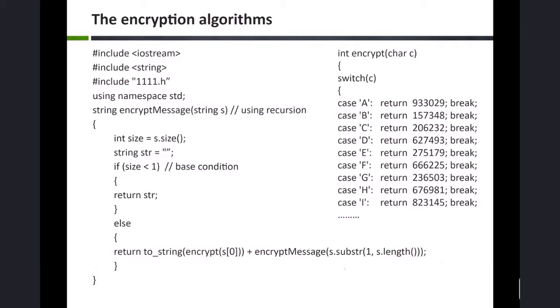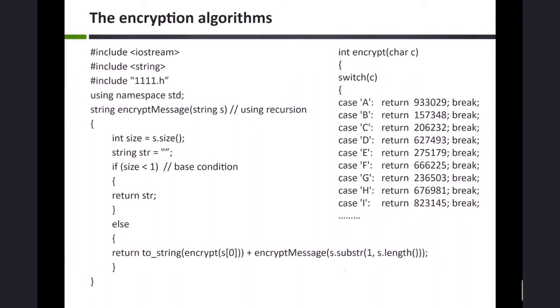In the case of character A, the 6-digit value is 933029. In the case of character B, the 6-digit value is 157348. And for the character C, the value is 206232, and so on. The function string_encrypt message will take in string S and returns the numerical values of all the characters within string S.